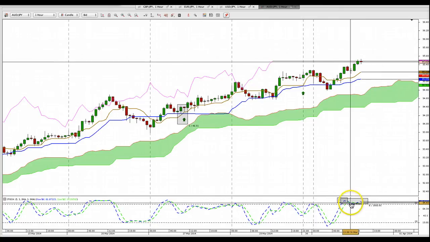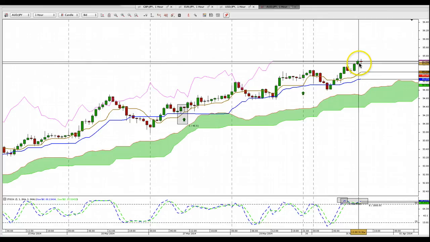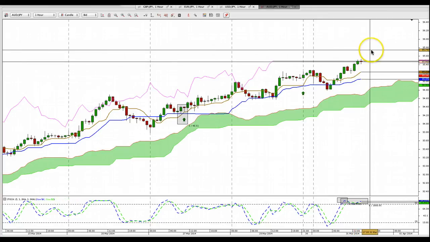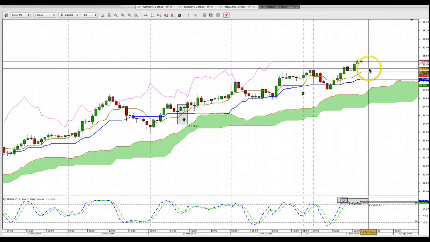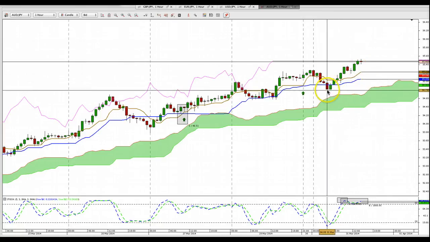Also, the stochastics indicator is overbought at these areas. Now, it may continue to go up in the next 2 hours, but it's not an ideal area to buy because the risk is too great. We're talking about a 70 pip stop loss, which is not ideal. Okay.